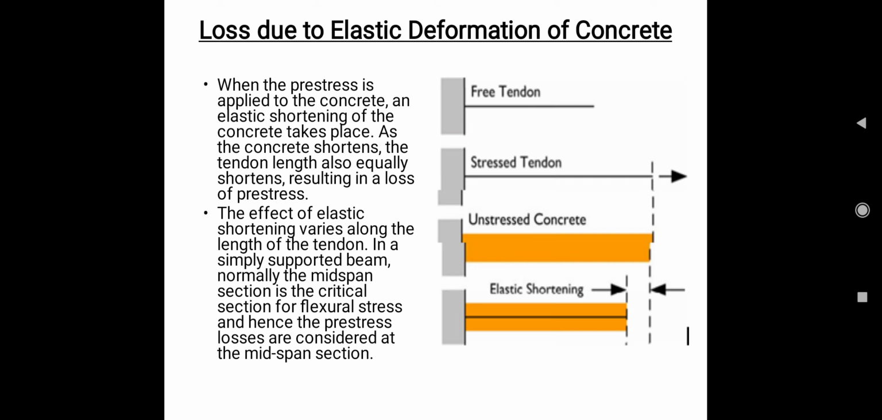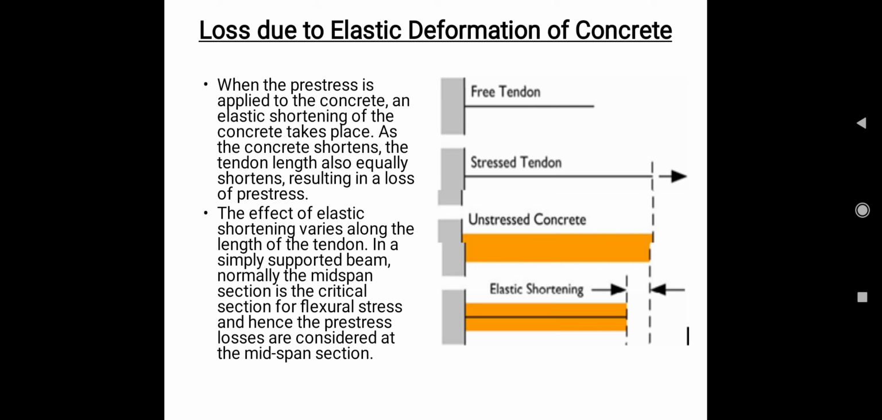Whereas if we consider a continuous span, due to different conditions of loading, there may be several bending sections. That is, we may get many flexural critical sections along the span. Hence, it may or may not be possible to adjust the stresses in the tendon to eliminate the reduction of pre-stressing force due to elastic shortening.